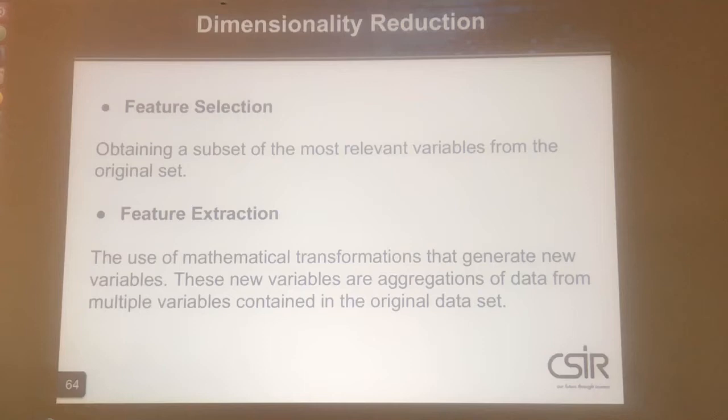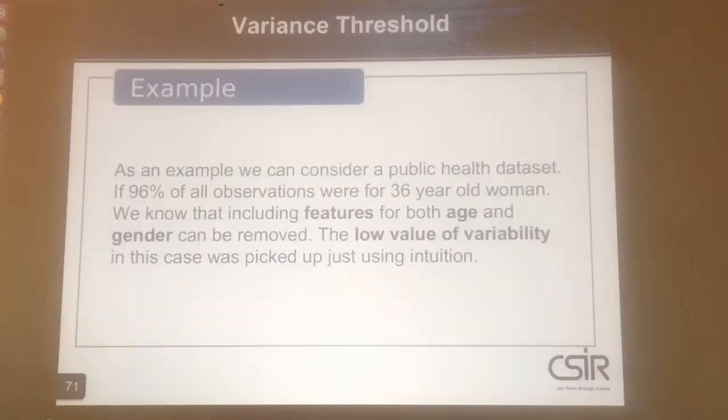There's no values. So let's say we have a public health data set, okay? And 96% of the individuals in the data set are all 36-year-old women. So now we know that 96% within the age column are 36, and 96% within the gender column are female. So you know for a fact, just based on that, the variance in those two columns are going to be very low, right? Because you have 96% of one observation. So you can immediately remove those two columns because they're not going to make a huge difference to your algorithm, because there's not enough variability in those columns to make any impact. Does that make sense?